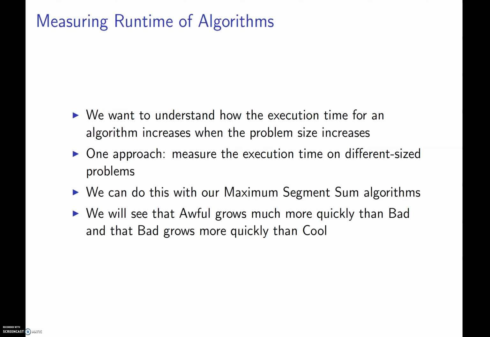Like if I'm looking at 10-dimensional space versus 20-dimensional space, how does that change my execution time for the computation of the critical point I'm evaluating? So we can do this with the maximum segment sum algorithm. We're going to be able to test and see how the awful approach grows more quickly than the bad approach, which in turn grows more quickly than the cool approach, as we would expect.